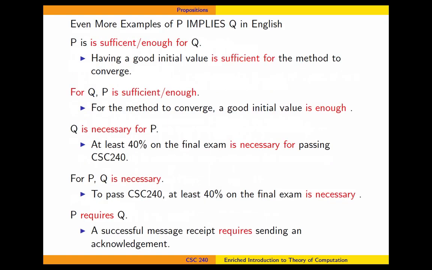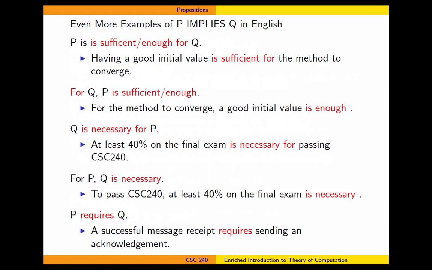In the sentence, having a good initial value is sufficient for the method to converge, the words is sufficient for mean the same as implies. So the hypothesis is the method has a good initial value, and the conclusion is the method converges. These are also the hypothesis and the conclusion in the next sentence. For the method to converge, a good initial value is enough.